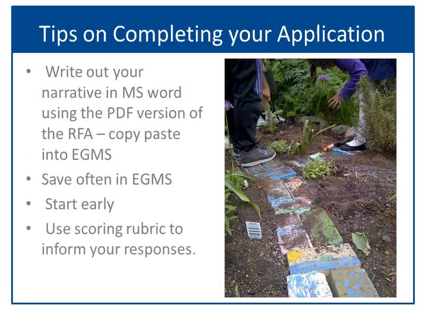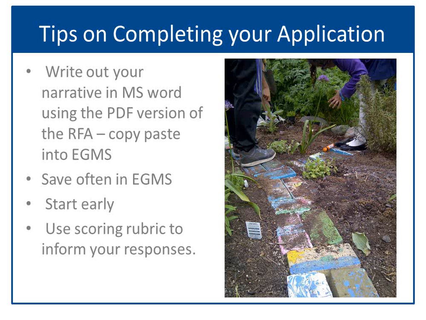And then just a few tips on completing your application. These are pretty basic, but I recommend writing it out in a Word document using the PDF version of the RFA that's already available, and then just pasting it into EGMS. That's pretty straightforward. I think everybody knows to do that. I already mentioned saving often in EGMS is very important. There should be a save button at the bottom of each page. Obviously, start early.